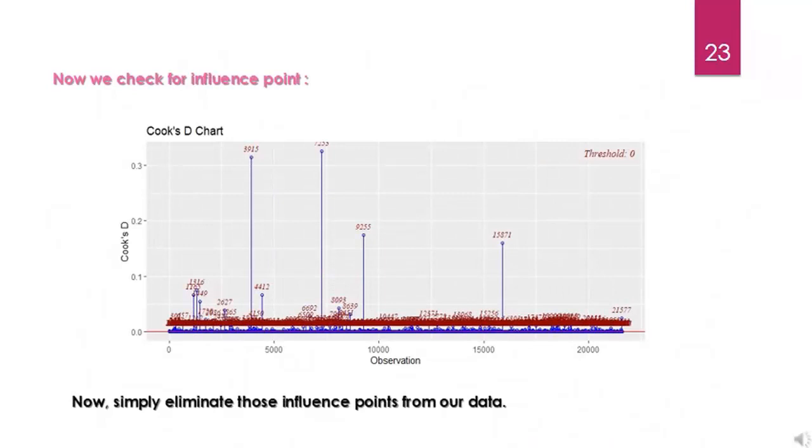Now we will check for influential points in the dataset, if any. From this picture, we can see there exist influential points in the data. Now we simply identify and eliminate those points from our dataset.